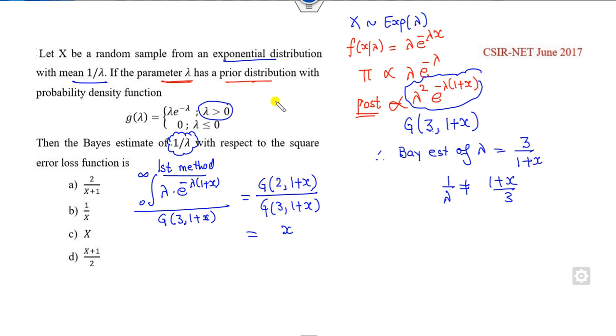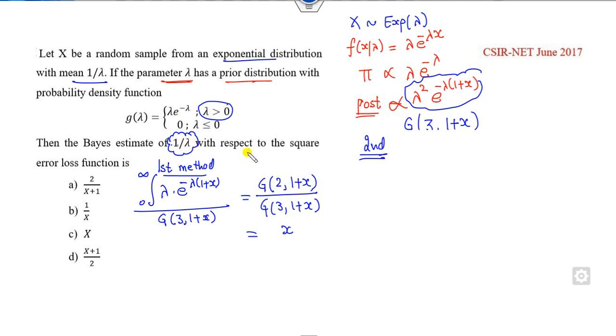How can you open this gamma of a comma b? You are unable to open that. How can you open this gamma of 2, 3? It is not possible. Yes, it is not possible. You can open them. So I can apply this second method. What is the second method?